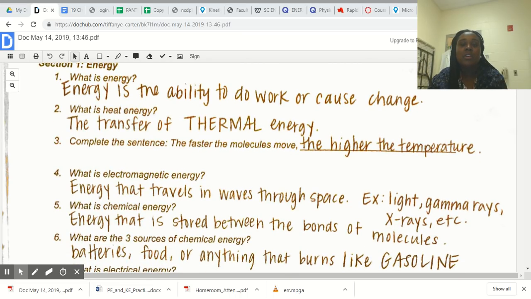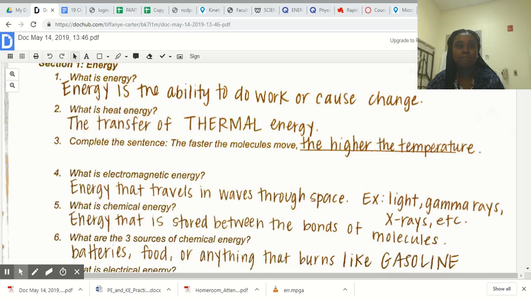Number two says, what is heat energy? When you warm things up, your molecules begin to move really quickly. And when things start to cool, the molecules start to slow down. So heat energy is just the transfer of thermal energy. On your test, it's not going to say what is heat energy. Instead, it's going to say what is thermal energy. You have to know that thermal energy is talking about the movement of molecules, and the faster they move, the higher the temperature, the warmer they feel. And the slower the molecules are moving, the colder they feel.